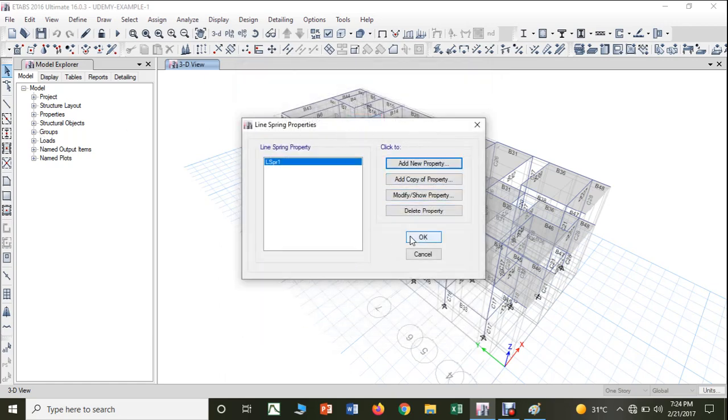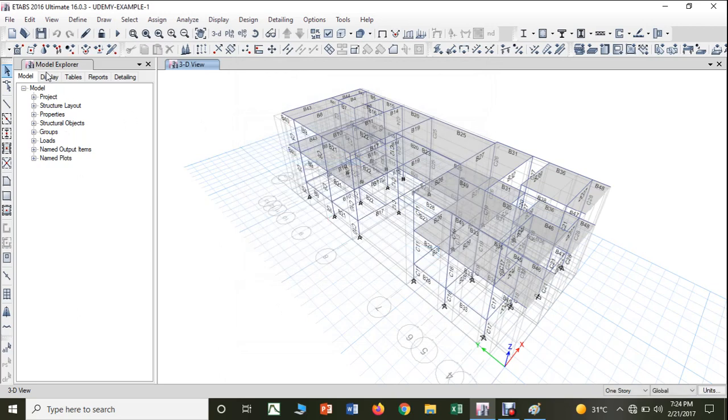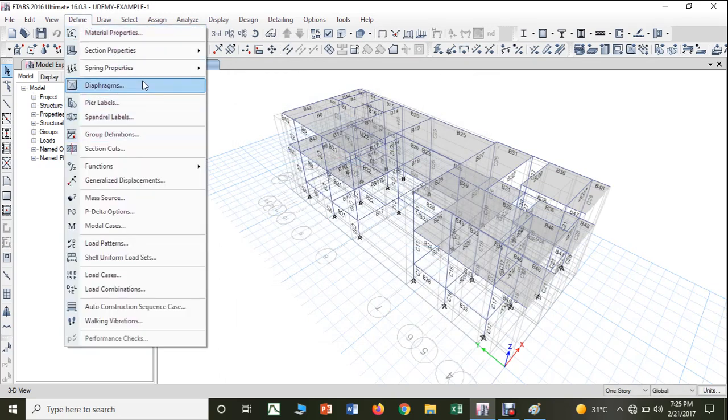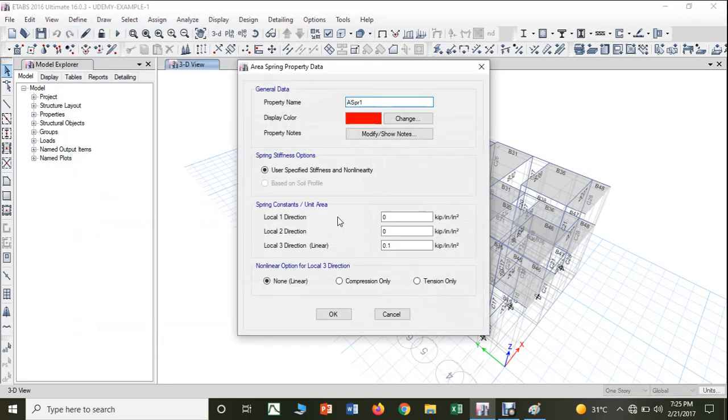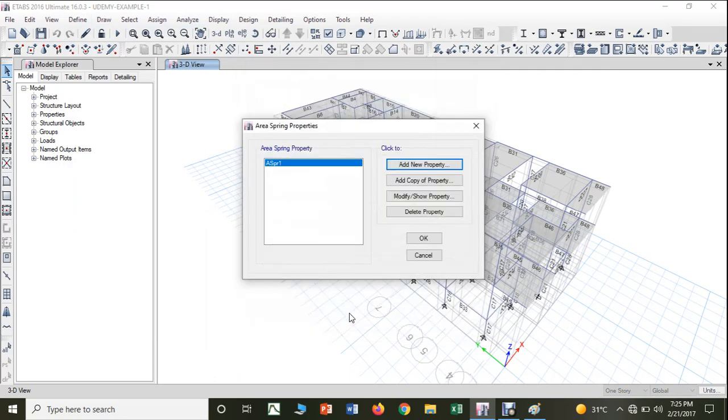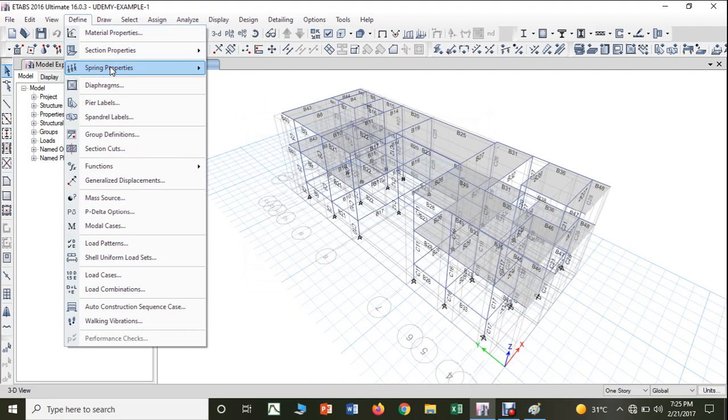When you want it over a very huge area, you can go for the area springs. There also you have linear, compression, tension. So that is about your area spring properties. That is everything about the spring properties.